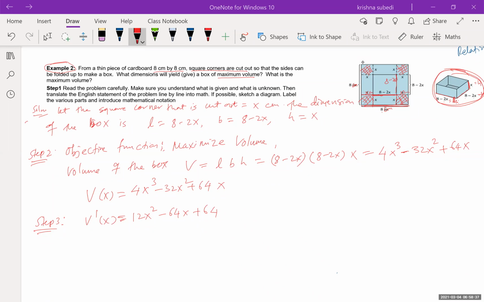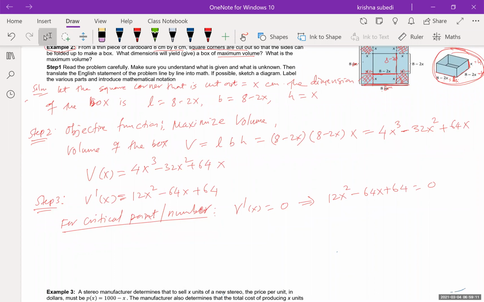Okay, so now we have the derivative and we need to find the critical point. For a critical number, or critical point, we know that this derivative equals 0 because there is no denominator. Simply you can write that, which means 12x squared minus 64x plus 64 equals 0.